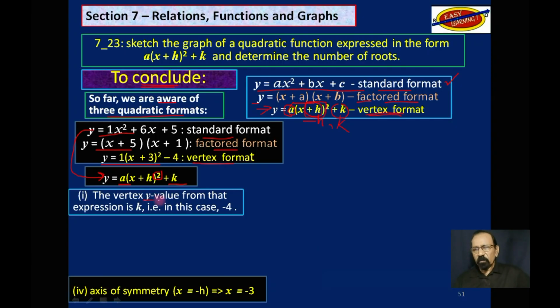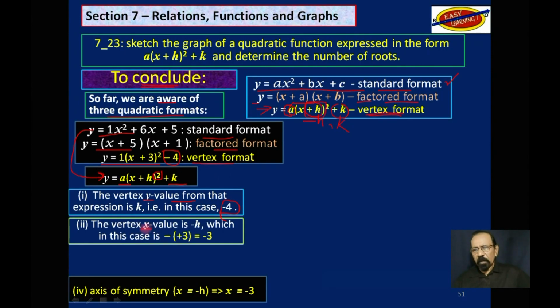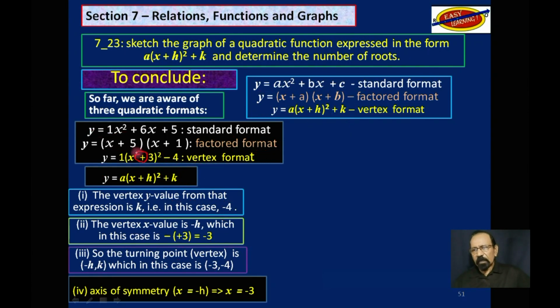The vertex y value is -4 from this. You could see it there. Look at those other 2 equations. You don't see a -4. The x value is -h, which is -3. You could basically see it here. Change that h to negative. You know the turning point is (-h, k), you could see it clearly out of this vertex format. You change that into negative, and this is h, and that is k. The axis of symmetry is negative h if you are given in this format.